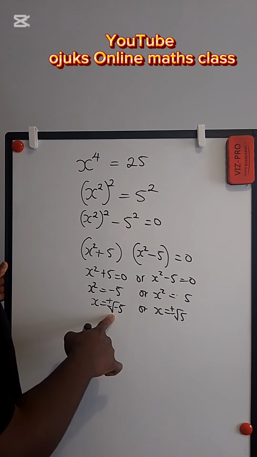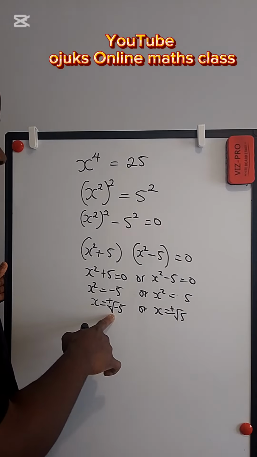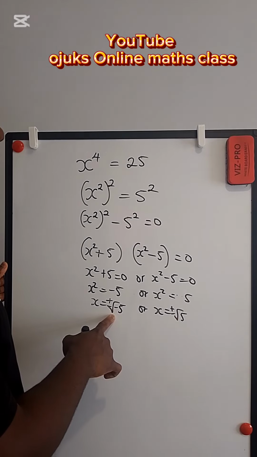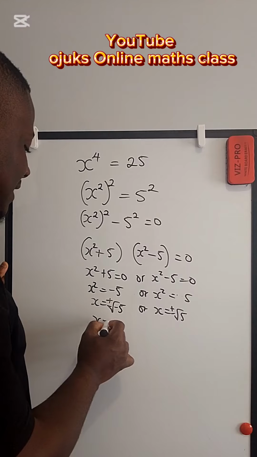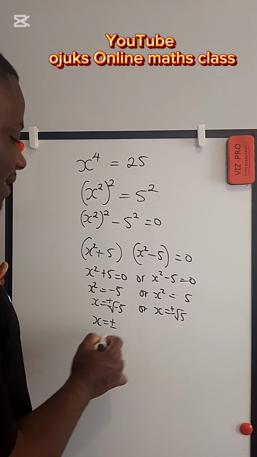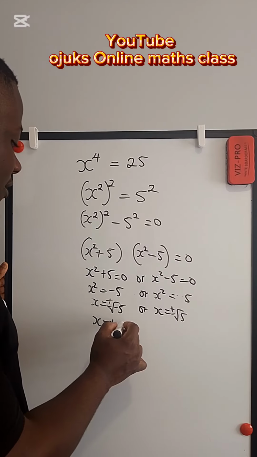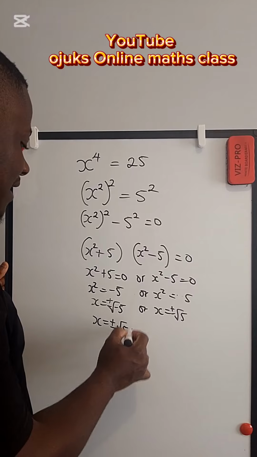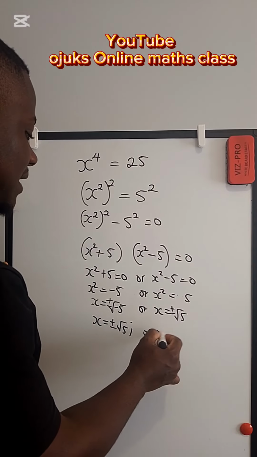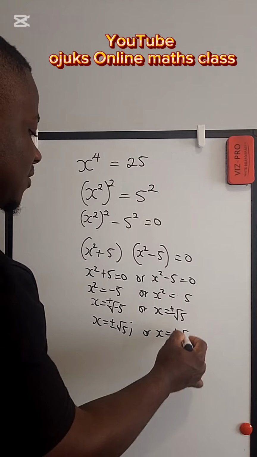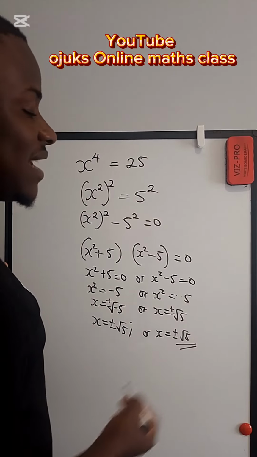So the first one, the square root of negative 5, is always imaginary. Of course, you know that the square root of a negative number is imaginary. So we have that x is equal to plus or minus the square root of 5i, which indicates the imaginary, or x equals plus or minus the square root of 5, and that becomes our result.